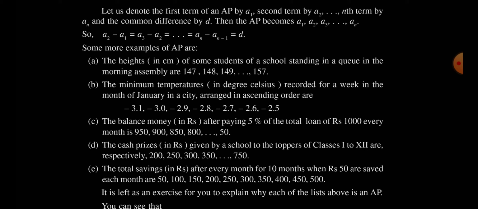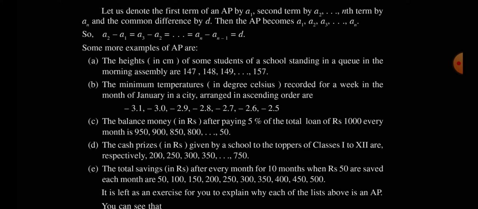Some more examples of AP. The heights in centimeters of some students of a school standing in the queue in the morning assembly are 147, 148, 149, up to 157.